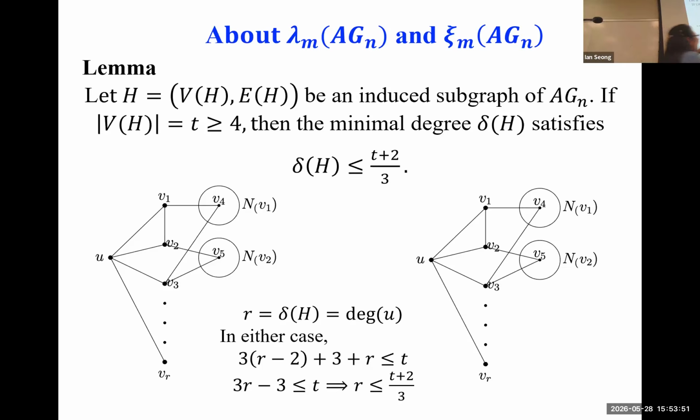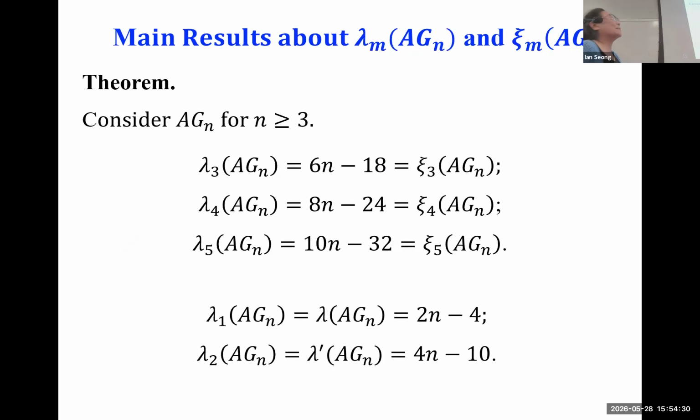In the other case, if V1 and V2 have no edge, I forgot to erase one of the edges, I copied and pasted. If V1 and V2 is not an edge, remove V1 and V2, then the intersection of the two neighborhoods is at most 2. So in either case, you just add all the rest of the vertices, and the minimum degree is R, so it is greater than or equal to R. Just do a little calculation, and we can get this bound. And this is the main thing for the proof of the main results.